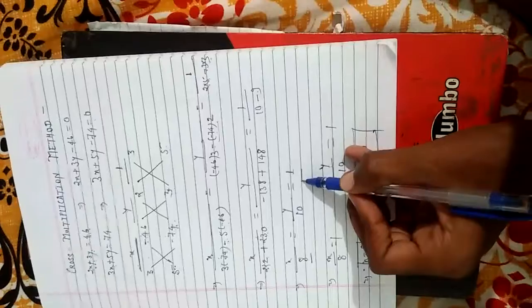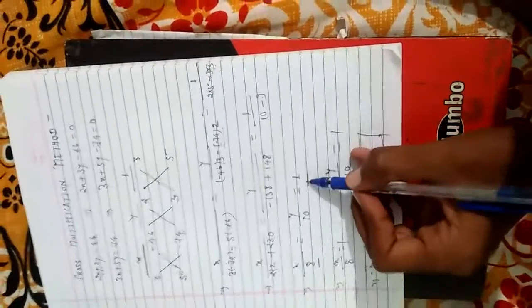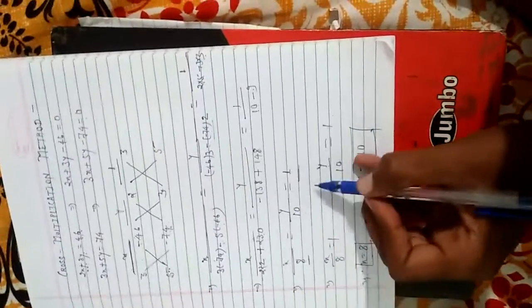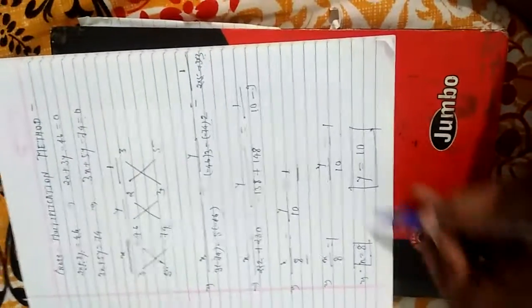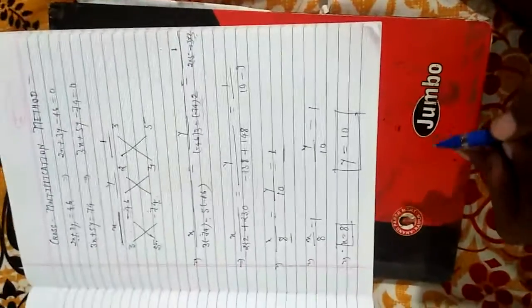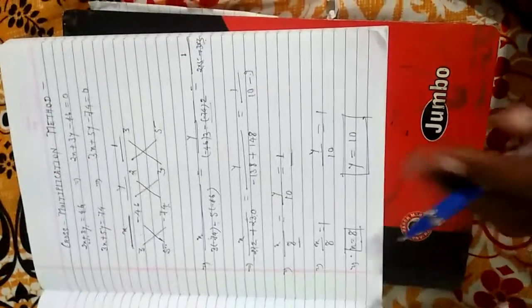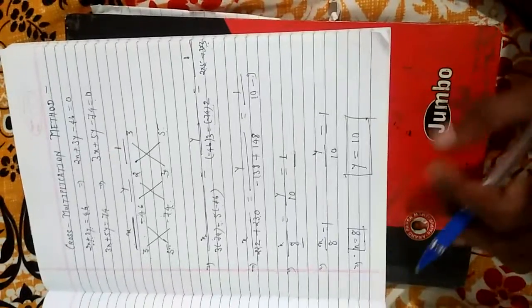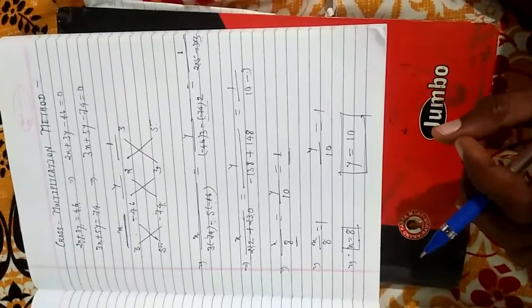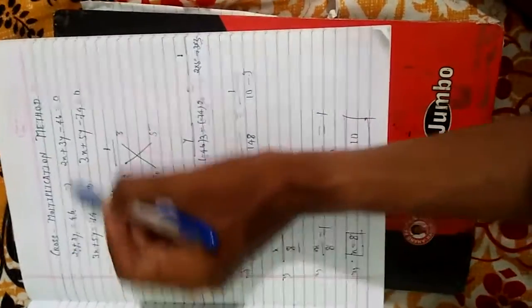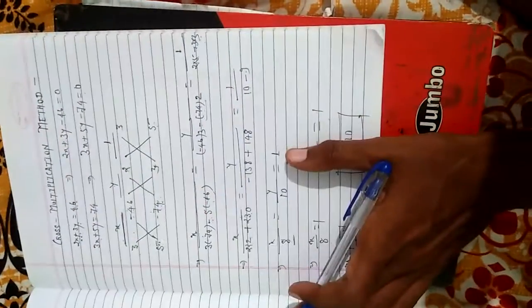So you have to equate individually: x by 8 equals 1 and y by 10 equals 1, and you find x equals 8 and y equals 10. This way you can solve any pair of linear equations in two variables by the cross multiplication method.